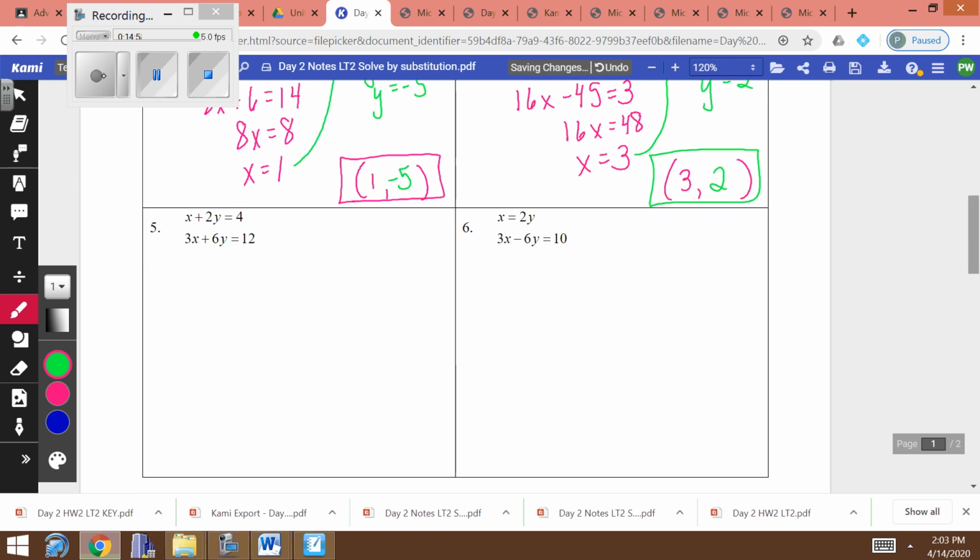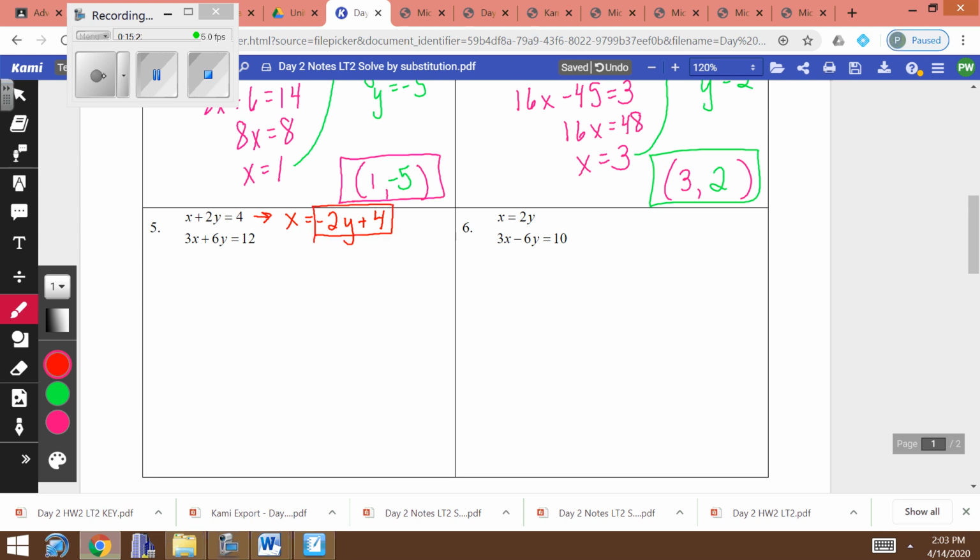All right, couple more here. If I look at number 5, definitely want to talk through this one because there's actually something a little bit different about this one that you'll notice. All right, to start it off, it's the same. Again, neither of them have an x equals or a y equals, but if I look at this first equation, pretty darn easy to get that x by itself. Again, not the only thing you could do, but to me that's the fastest.